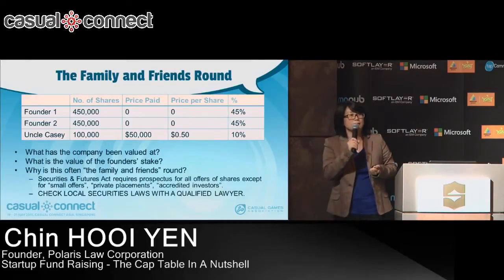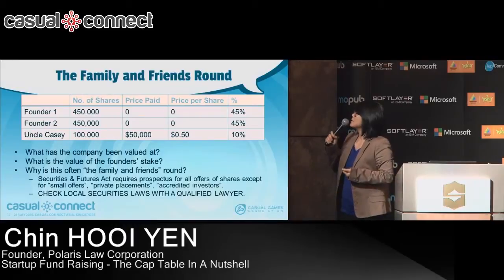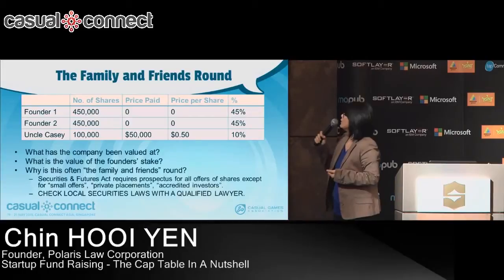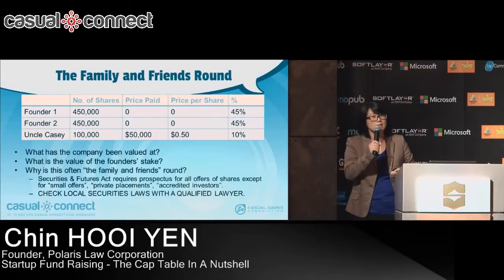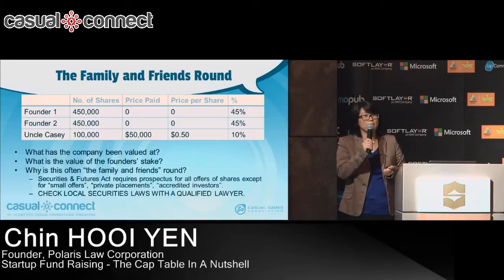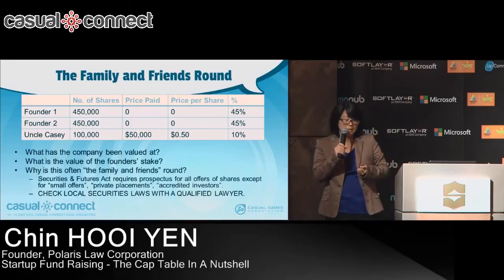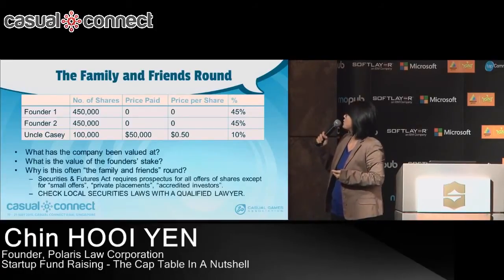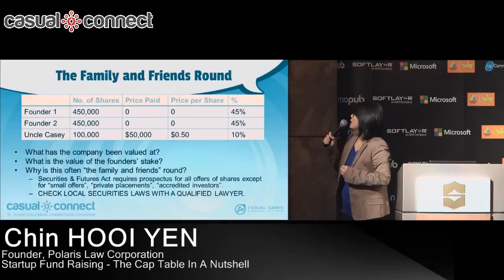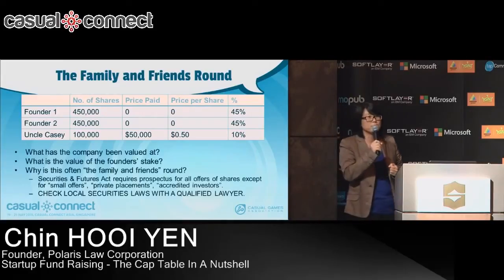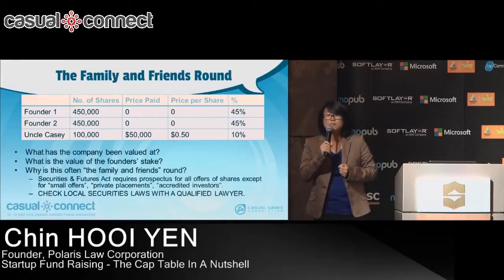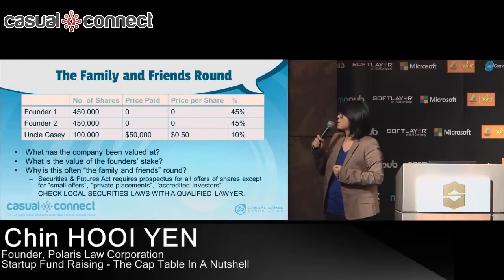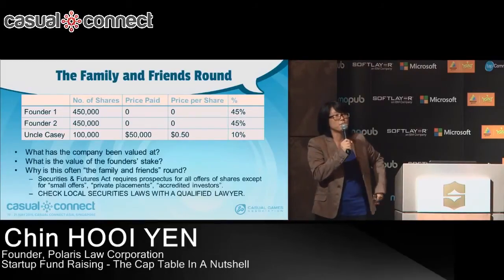What's the value of the founder stake? So that's easily figured out. Each founder has 45% of 500,000, and that gives us, I think, around about 225,000. So theoretically, immediately, you already have a value of 225,000 in your hand, okay? Now, I've called this the family and friends round. That's what it's often called. Now, why is it often the family and friends round?